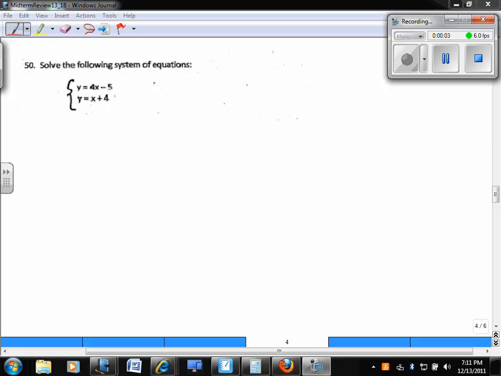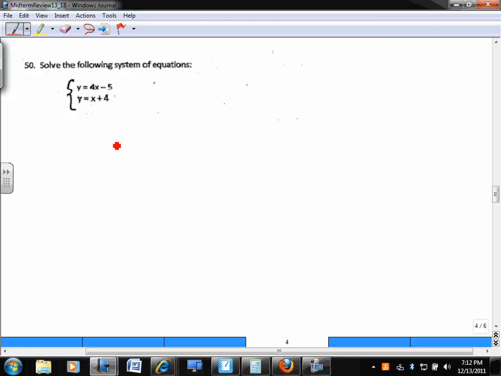For problem 50, we're asked to solve the following system of equations. y equals 4x minus 5 and y equals x plus 4. We're in luck here because they're already both solved for y. So since they're both equal to y, that means they both have to be equal to each other. So we're just going to set them equal. 4x minus 5 equals x plus 4.